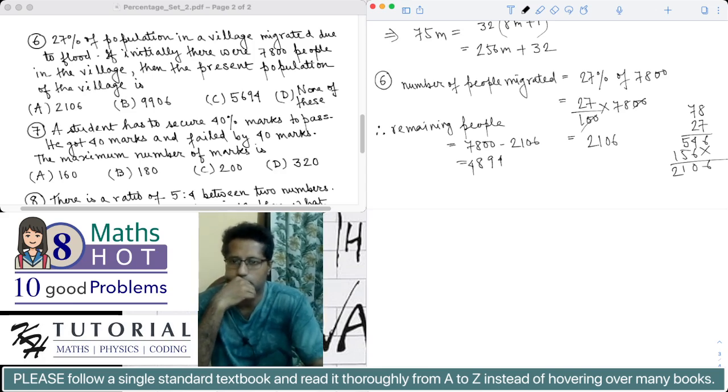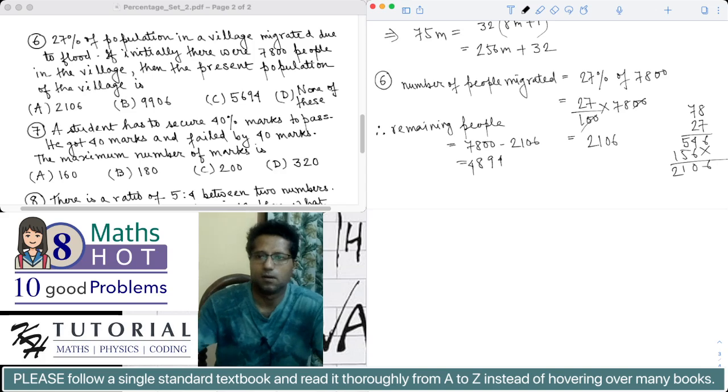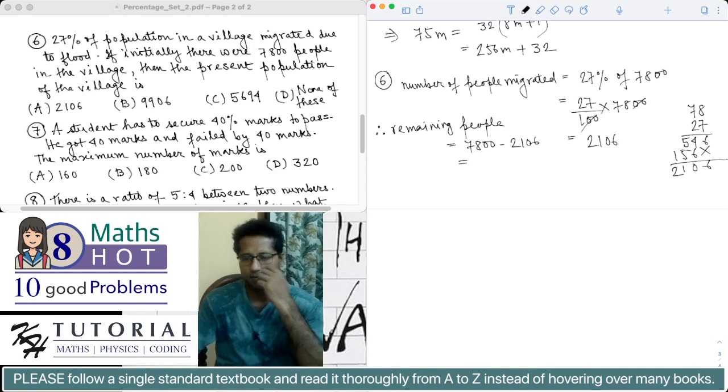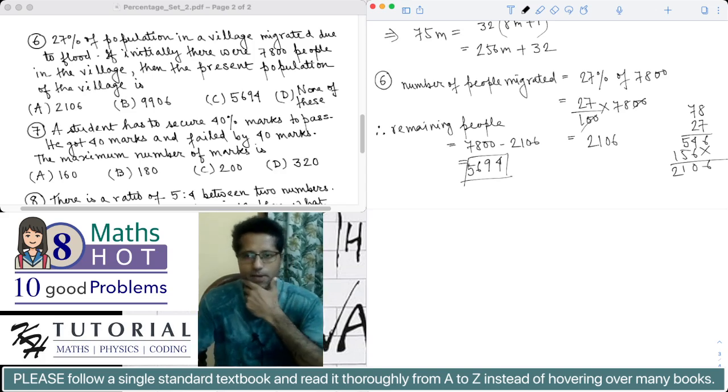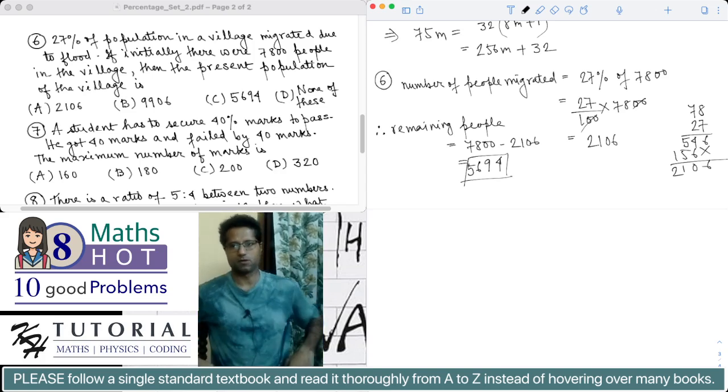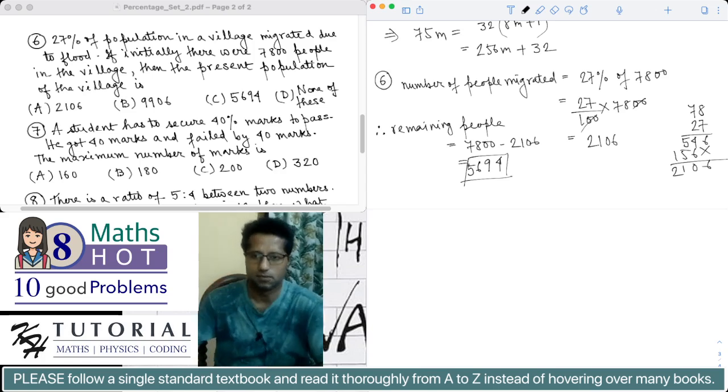No, I did something wrong. 7,800 minus 2106 is 5694. So 5694 is the remaining people in the village after 27% of the people migrated. So the remaining people means the present population. Hence the correct choice is C.